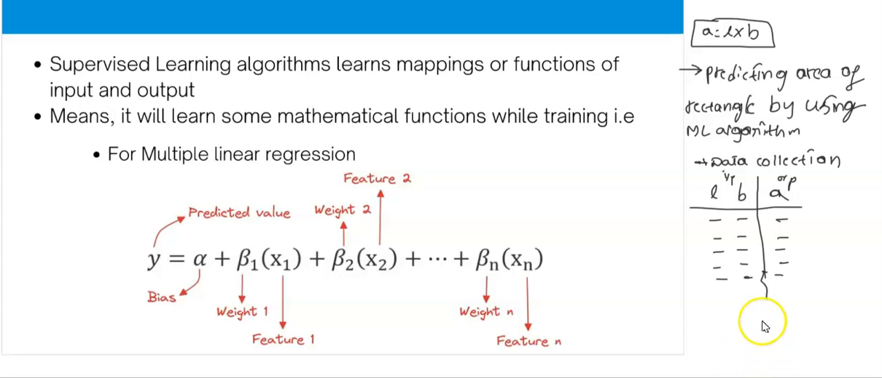Okay, and in training what will happen is it will take the data, the machine learning algorithm processes the data and learns some function. What function will it learn? It learns A equals L into B. Okay, this will happen in training.